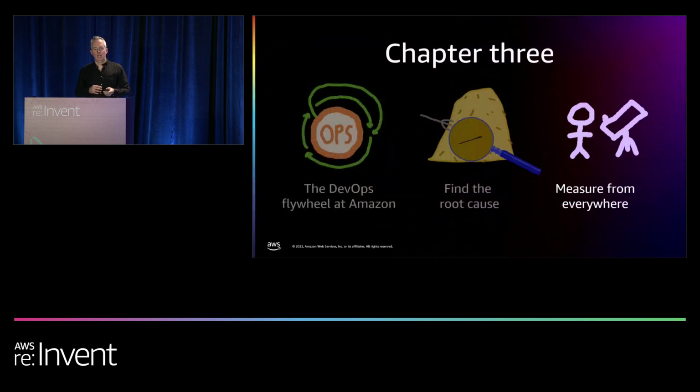Okay. Having walked through the details of how we find root causes, in this chapter of our talk, we're going to cover some of the best practices we've employed at Amazon to get even more useful observability data.